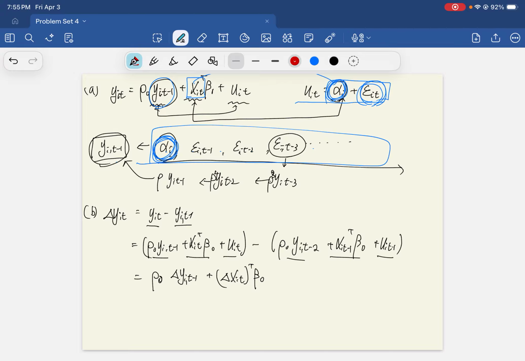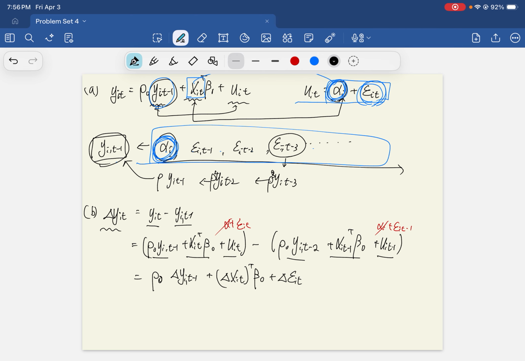alpha does not change over time. It is alpha_i plus epsilon_it. It is alpha_i plus epsilon_i,t-1. So alpha will be cancelled out. So in the end, it only has delta epsilon_it. Okay, so by the first difference, we removed alpha from the error term. So that is the purpose of doing this.